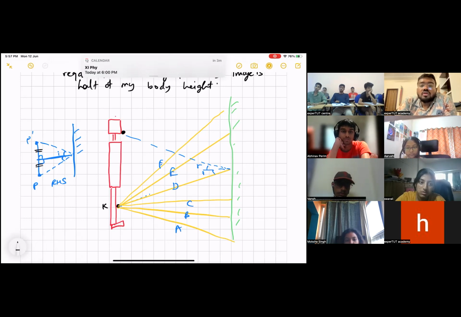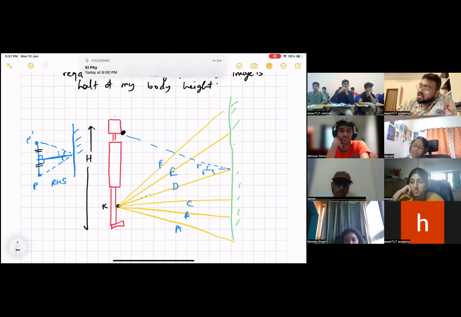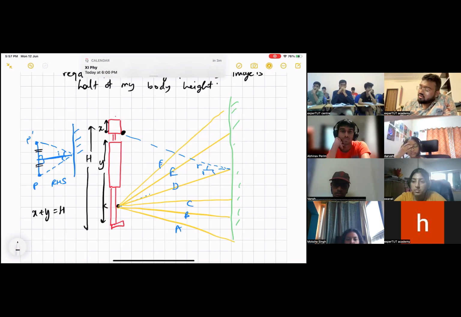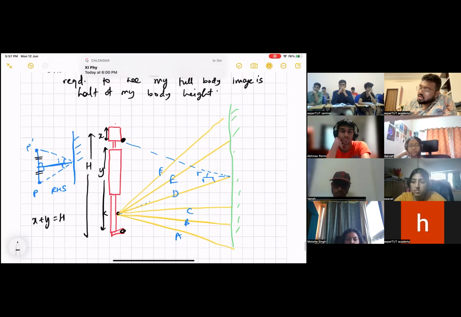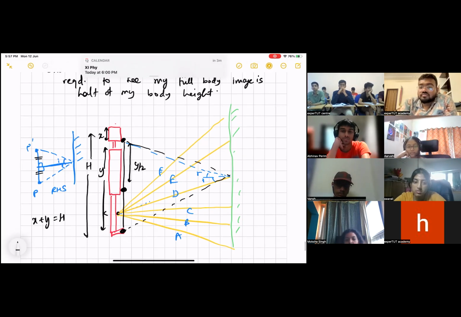Let's say out of total height h, your x portion is above your eye and y portion is below your eye, such that x plus y is equal to h. If you want to see the lowermost point, the light ray will hit like this and then hit your eye, such that this is the midpoint, and this distance is y by 2. Do you understand this, everyone?